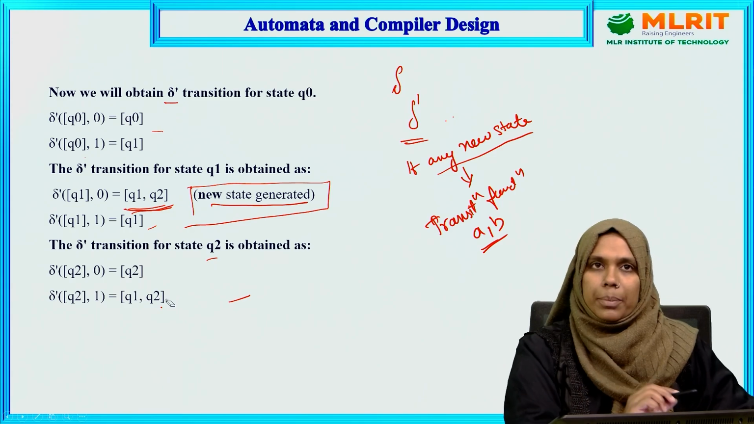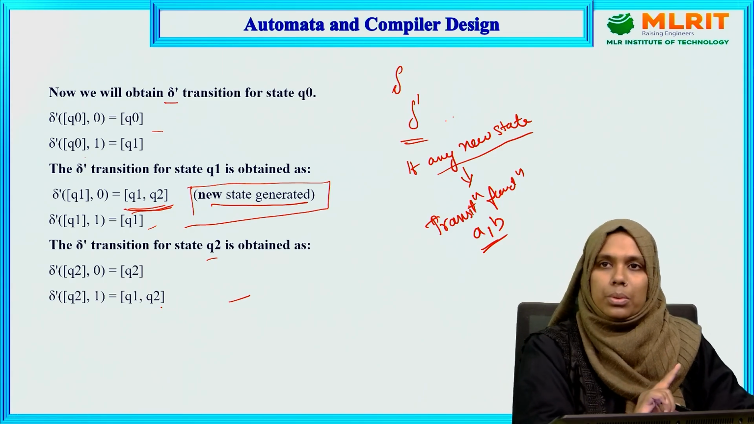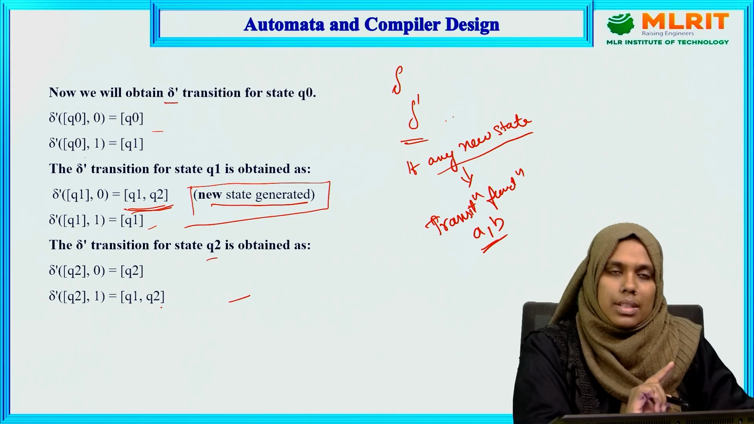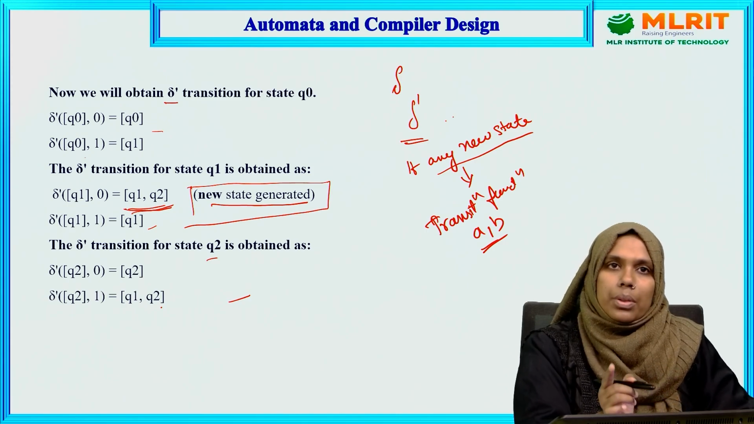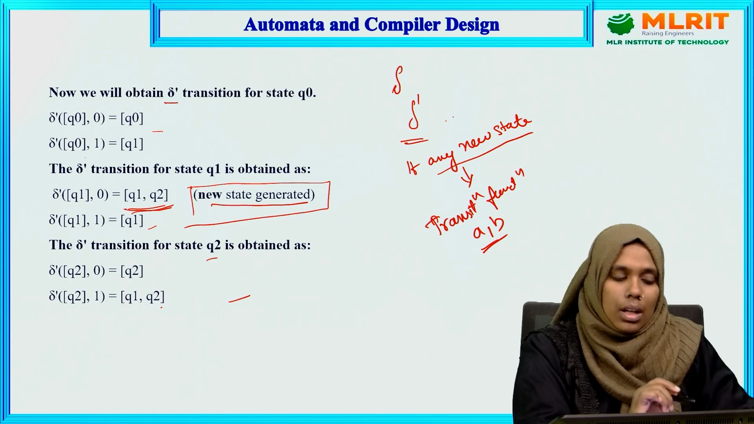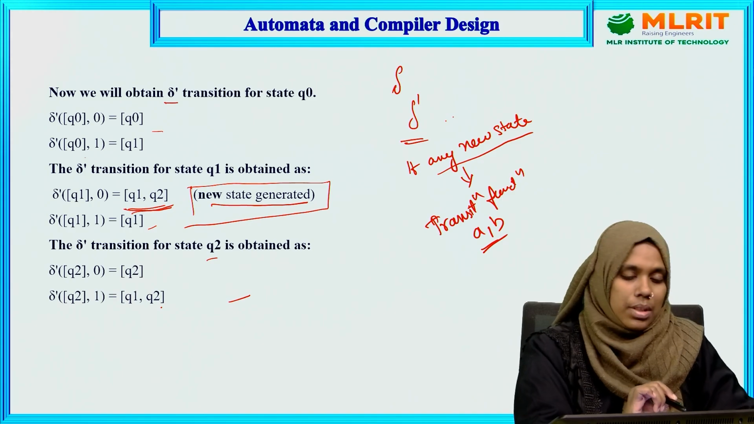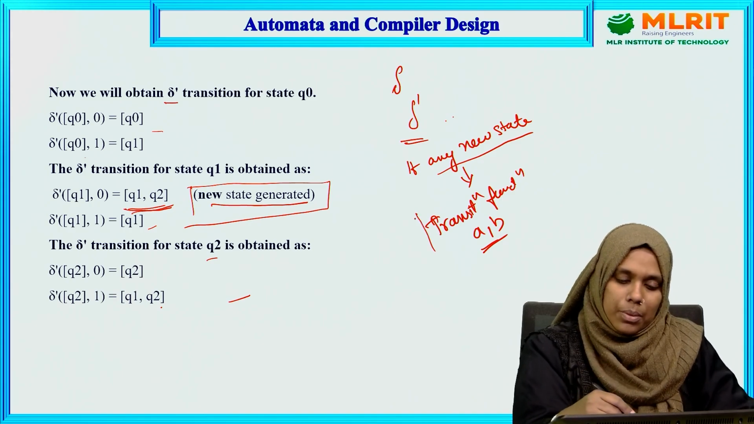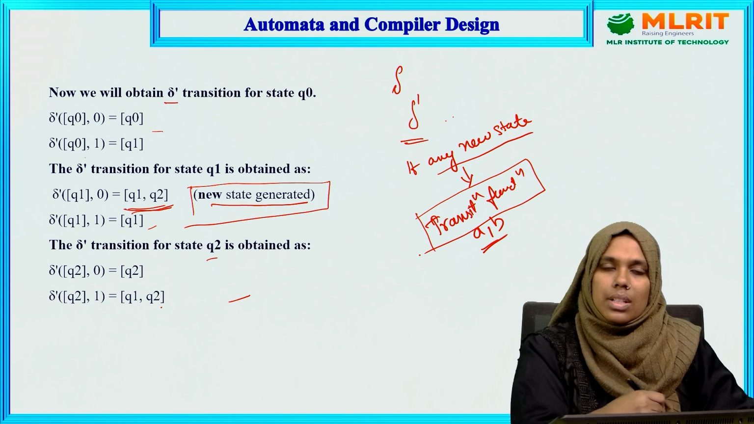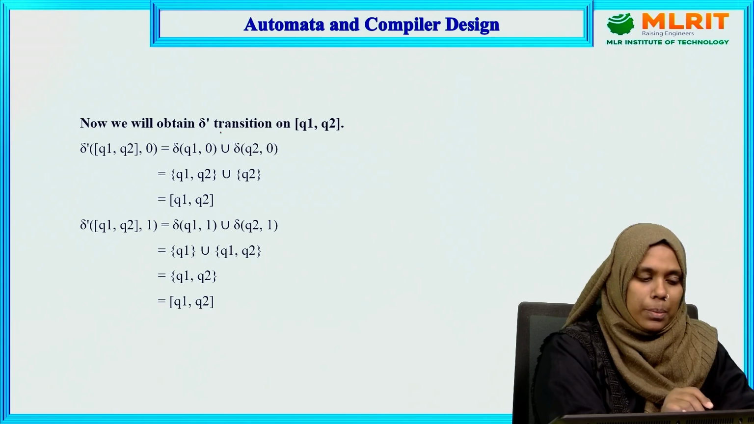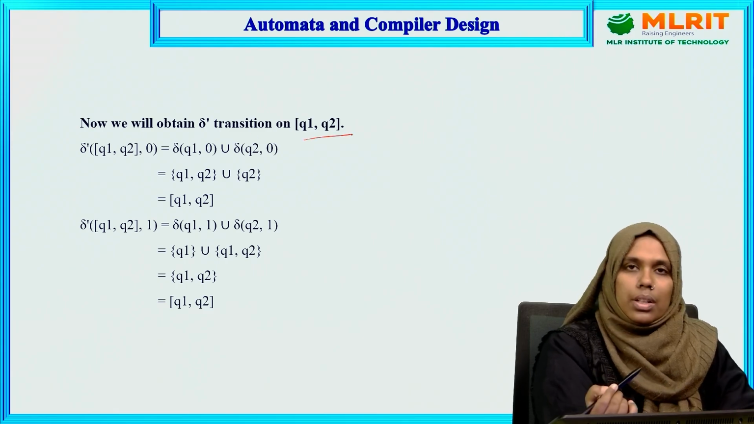Now, I think up to here it is clear. First, we have to write the transition table for the given transition diagram. Then we go with the transition function. From the transition function, we have to find the new states. Whenever we get a new state, for that new state we have to again go with the transition for the inputs 0 and 1. Now you can see here, we will obtain δ' on Q1, Q2.